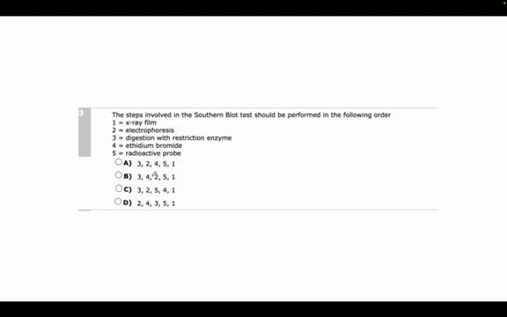Okay. Steps performed in southern blot should be performed in the following order. First we have to digest with the restriction enzyme. This gives us smaller pieces of DNA which will be easier to analyze. Then perform electrophoresis, stain with ethidium bromide to determine that electrophoresis is done properly, then hybridize with the radioactive probe, and then expose it on an X-ray film. So first we should have 3, 2, 4, 5, and then 1. This is correct.